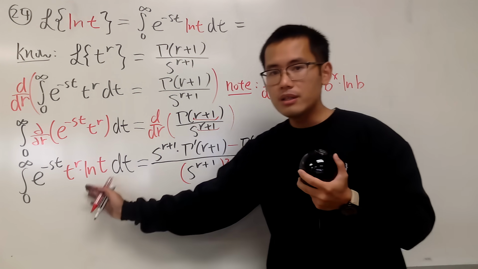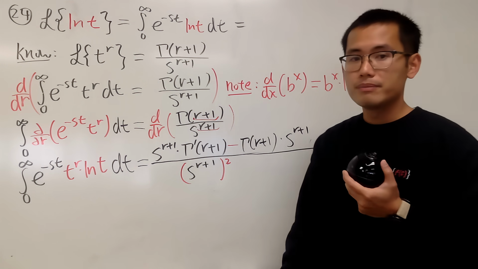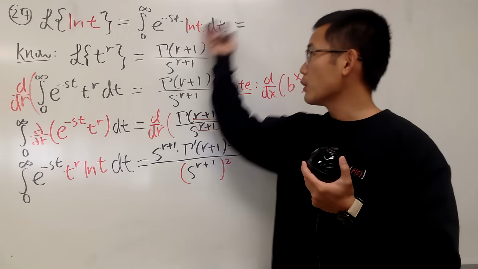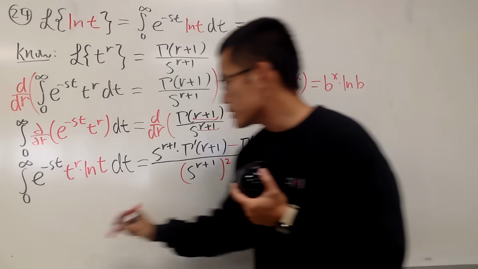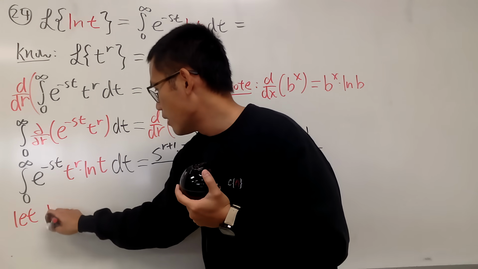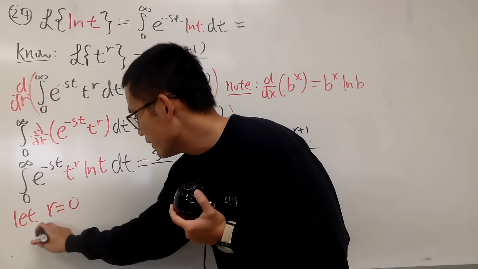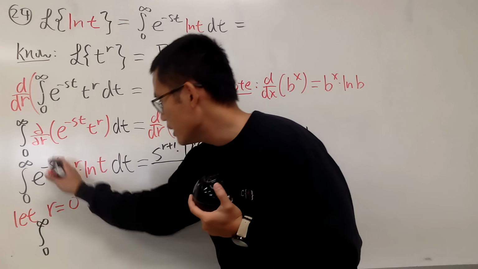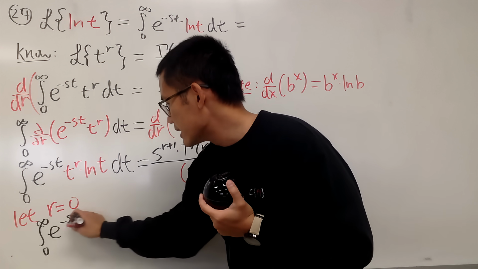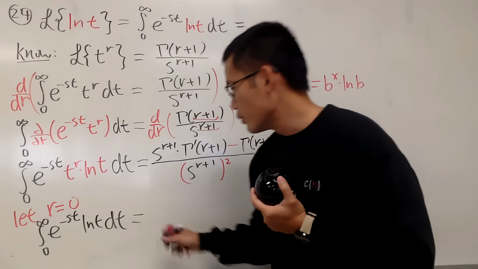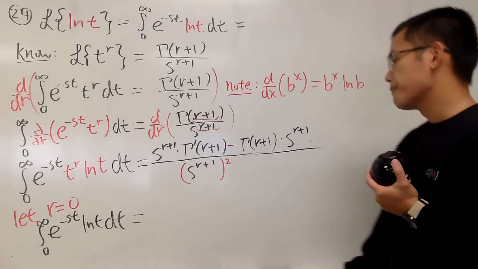Now, compare this and that. What can we do? I can just make r equal to 0, and we'll get what I get, yeah? So I would just say, let r equal 0. In that case, the left-hand side gives us the integral from 0 to infinity of e to the negative st times ln t dt, which is exactly what we are trying to get.